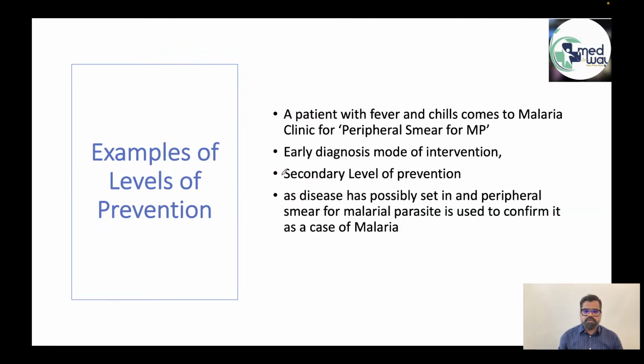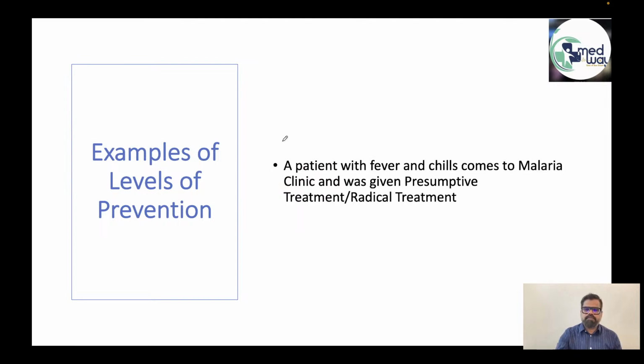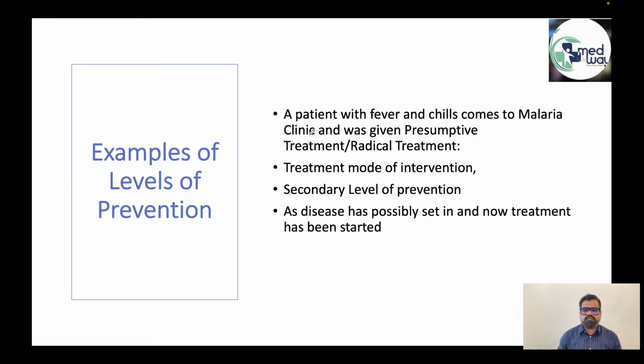Let's take one more example. A patient with fever and chills comes to a malaria clinic for a peripheral smear for malaria parasite. Coming for diagnosis, the level of prevention is secondary, and the mode of intervention is early diagnosis, right? Let me take one more example. A patient with fever and chills comes to a malaria clinic and is given presumptive treatment. So the level of prevention is secondary, and the mode of intervention is treatment.